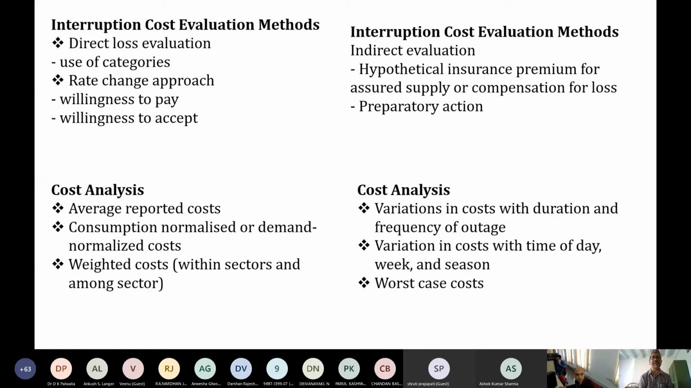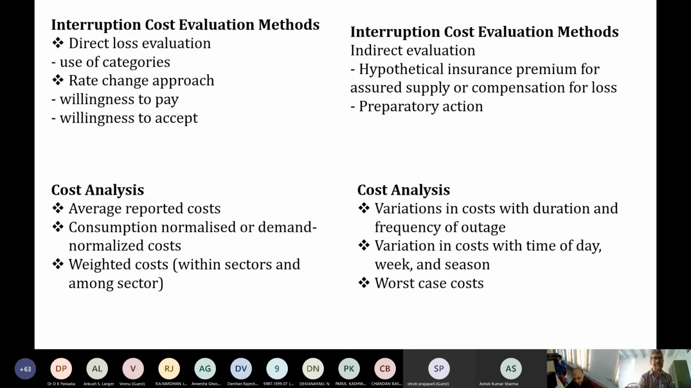There are different categories of customer. Residential customers will report one type of cost, commercial customers another, and industrial customers another. The cost reported by the average residential customer will be very low because their consumption is low. But the cost reported by the average industrial customer will be very high because their average consumption is high. So they will be reporting their cost.